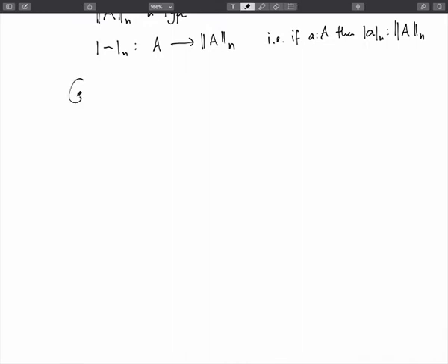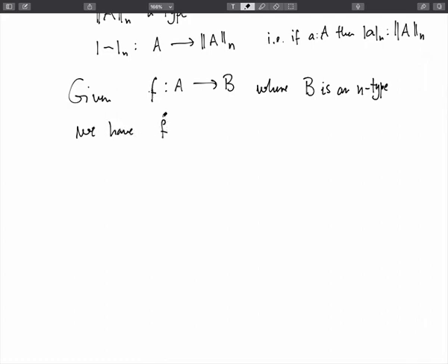Given, we go again, given f from A to B, where B is an n-type, we have f bar. So the dependent version would be this, but then this f would have to be a section. So it's the previous picture with a section. Let's just stay with this. It'll be easy to understand. f goes from A to B, where B is an n-type.